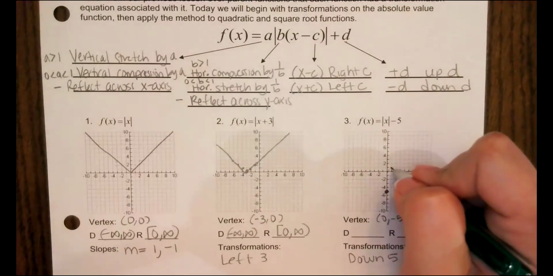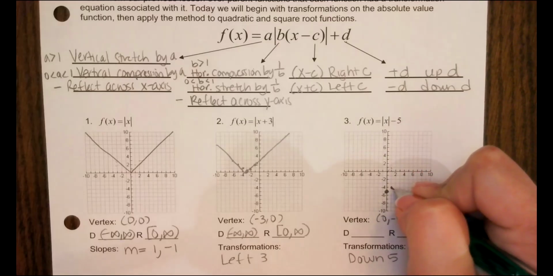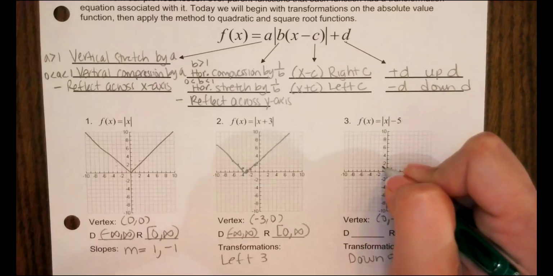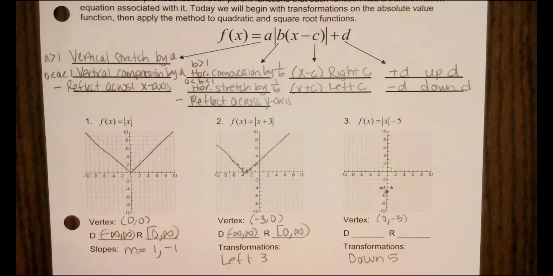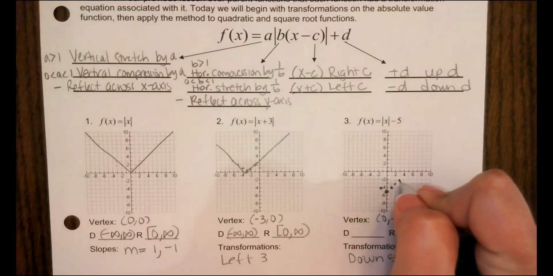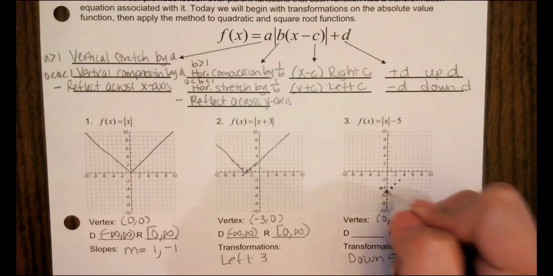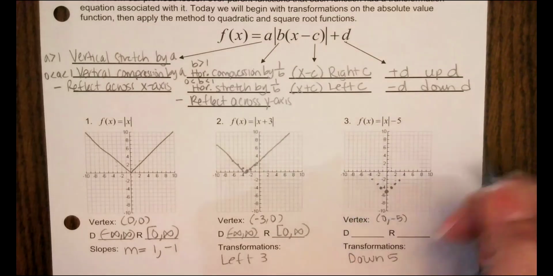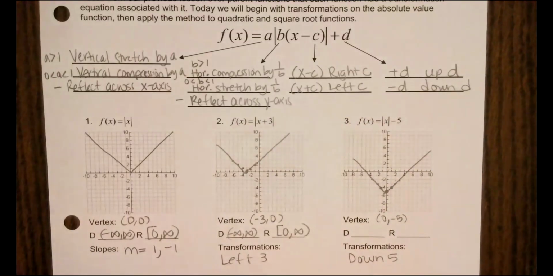I can do the same thing to every point. So the point that was at 1, 1, I go down 1, 2, 3, 4, and 5. The one that was at negative 1, 1, I go down 5. And so there's the start of the V shape. Or I can use my slopes. Go up 1 over 1, up 1 over 1 to create that right side. And then on the left side, it's down 1 and over 1. And so there is my graph.